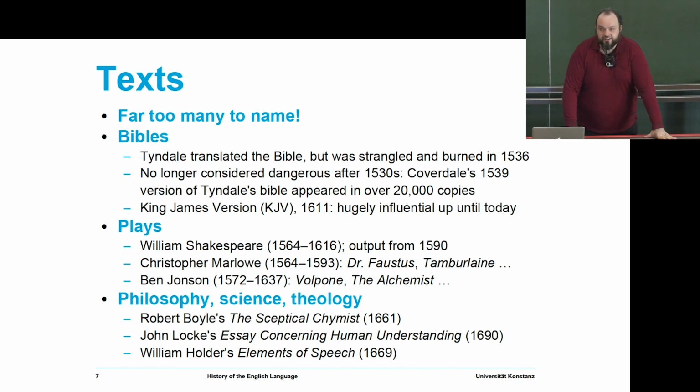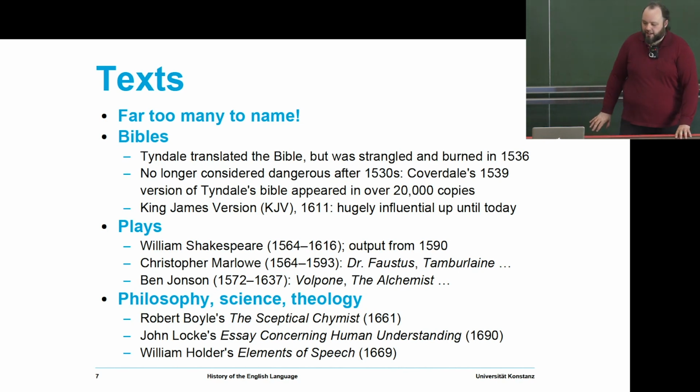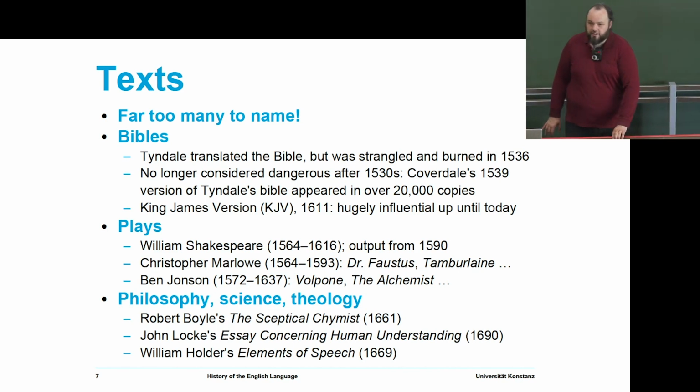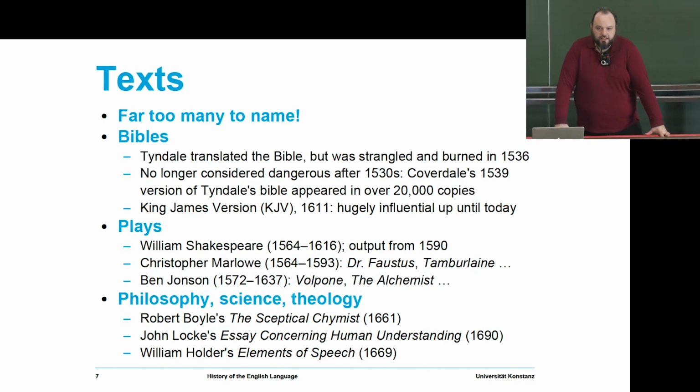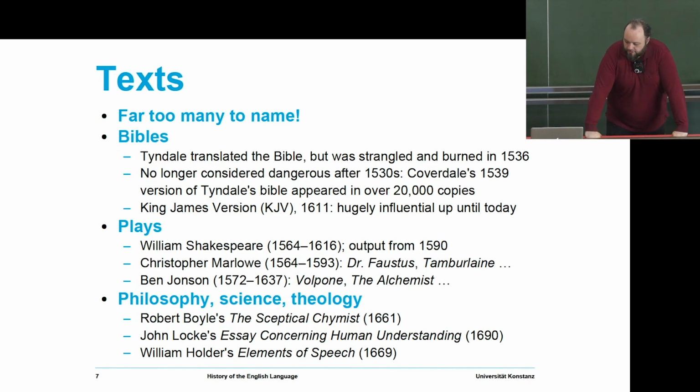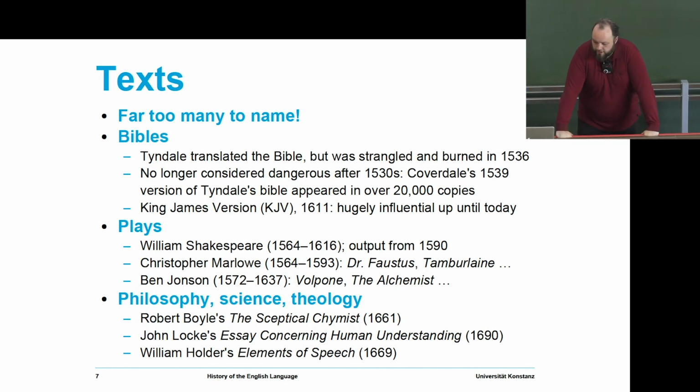And the Shakespearean output, the Shakespearean plays, start emerging in the 1590s. So Shakespeare is slap bang in the middle of the early modern period. And at the same period, we have two other very influential playwrights, Christopher Marlowe and Ben Jonson. Marlowe particularly known for Dr. Faustus, for instance, and Tamburlaine, Jonson for Volpone and The Alchemist.